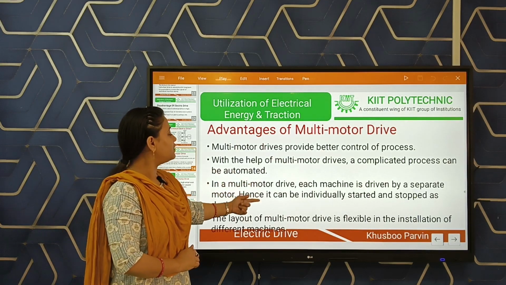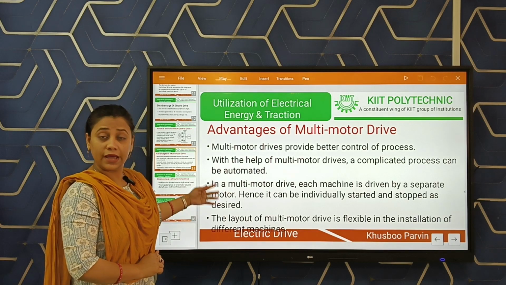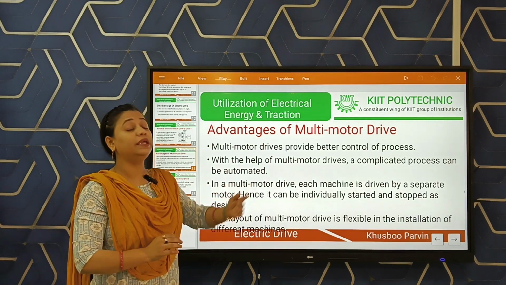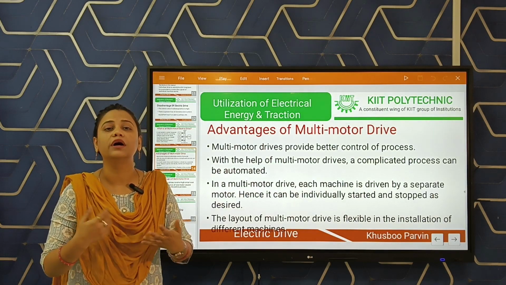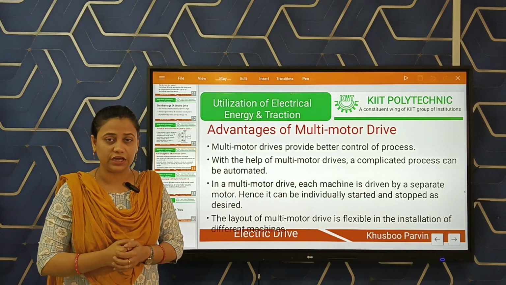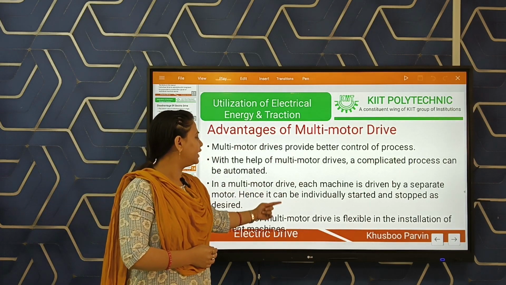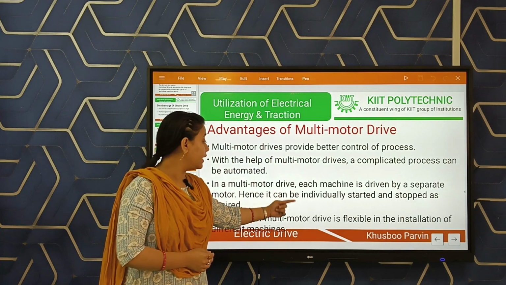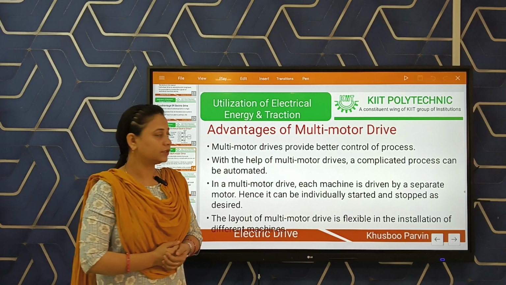In multimotor drive, each machine is driven by a separate motor. Hence, it can be individually started and stopped according to our requirement. So this is the advantage of multimotor electric drive. Here you can see the layout of the multimotor electric drive is flexible in the installation of different machines.